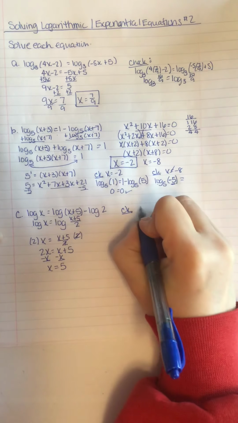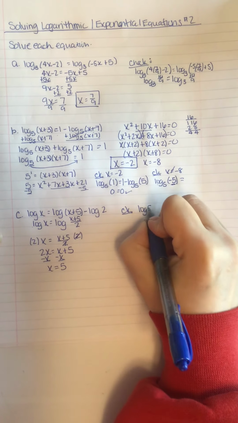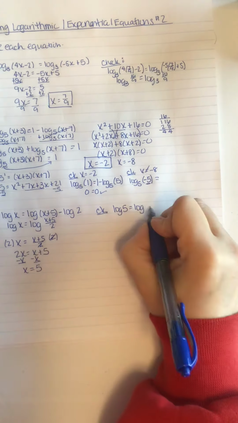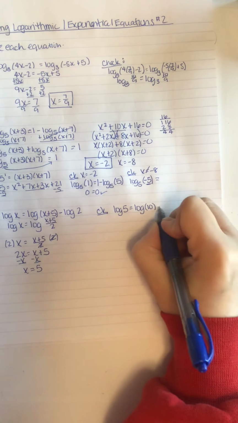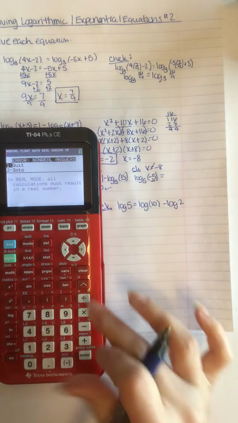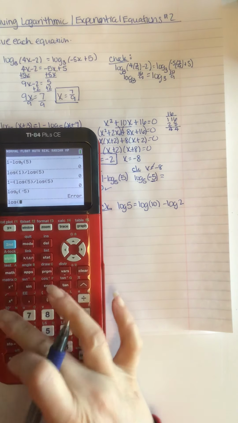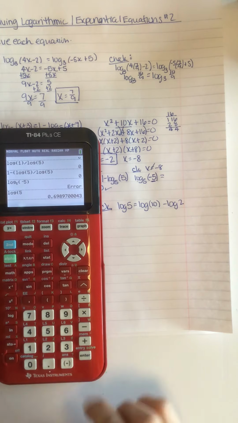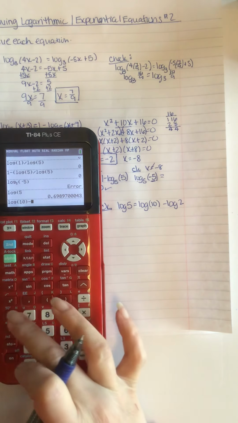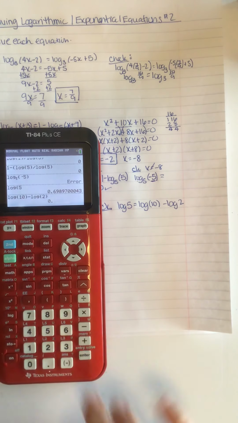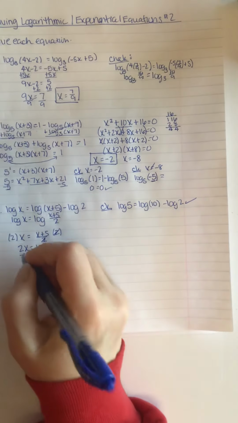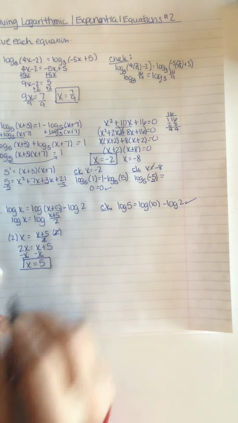So here we plug in log of 5. Does this equal log of 5 plus 5, which is 10, minus log of 2? Well, you could do that on your calculator. Log of 5, is that the same thing as log of 10 minus log of 2? Are those the same? Yes, they are. Therefore, that is my solution.